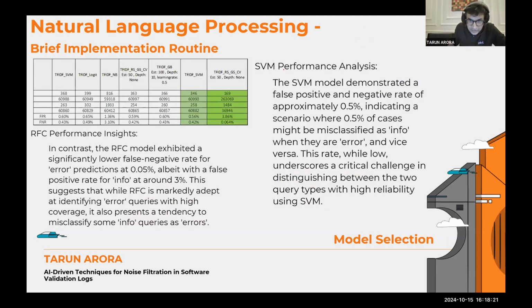Okay, the support vector machine and RFC, which is the random forest, were working pretty well. But the random forest was giving a false negative rate of error of almost 0.5, which means that it is not detecting any error, or I would say it is categorizing errors as noise, right? So that's why you select the model based on the performance metrics.